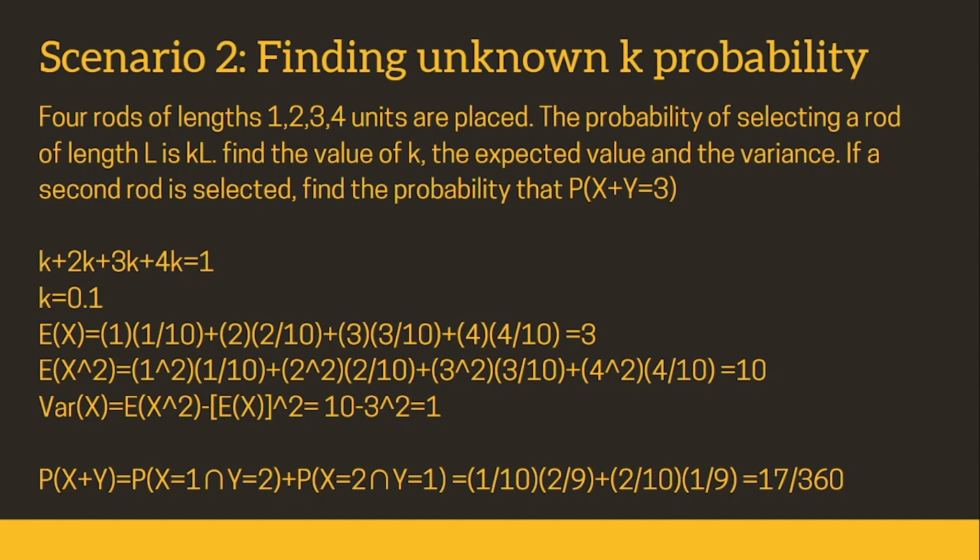Then if you want to find the probability that X plus Y equals 3, we're going to look at the different scenarios. The values that X can take are 1, 2, 3, 4. So that means there's 2 scenarios: either X equals 1 and Y equals 2, or X equals 2 and Y equals 1. When we put the probabilities inside, we will end up getting a final answer of 17 over 360.